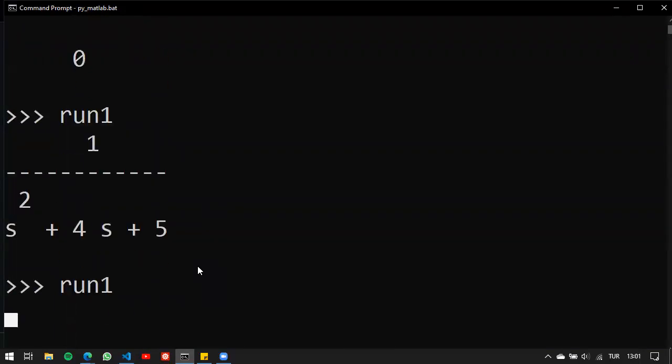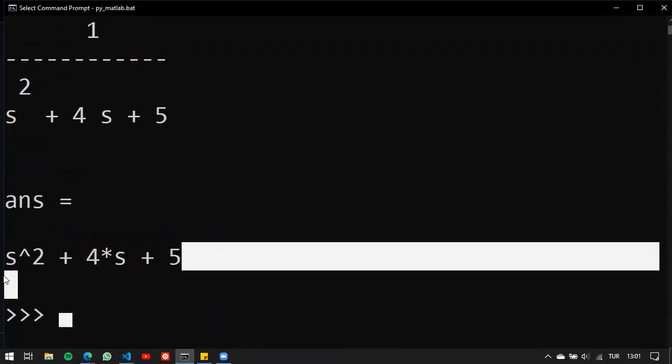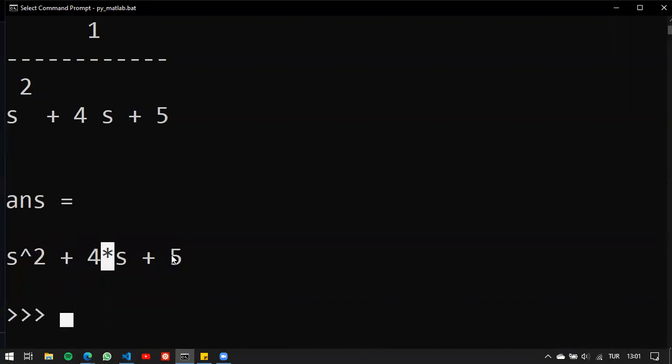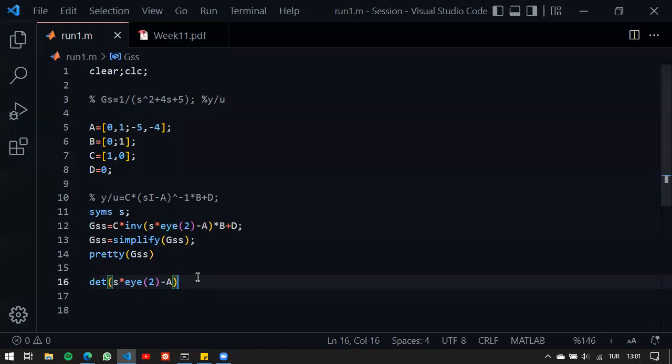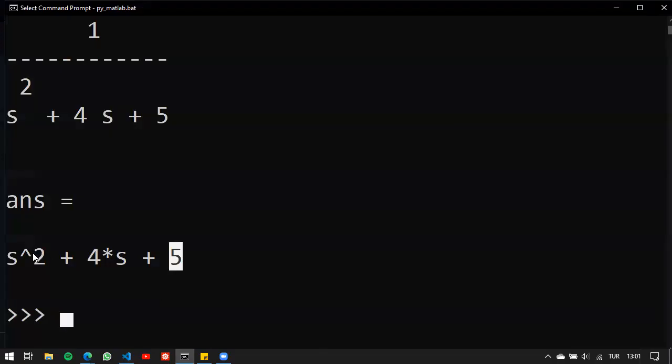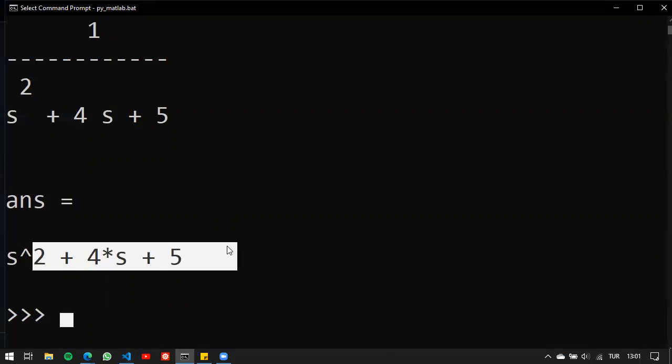And let me show you why. So this should be familiar: s squared plus 4s plus 5. What did I calculate here? The determinant of sI minus A. Why? Because the inverse uses this, 1 divided by that, then times something else. So this is basically the denominator of the transfer function, or the characteristic polynomial of the system. So we've obtained s squared plus 4s plus 5.